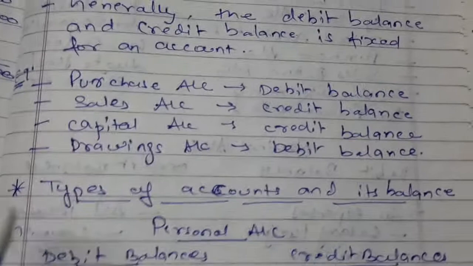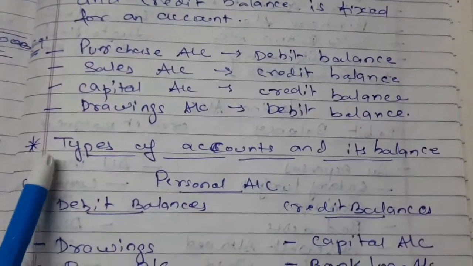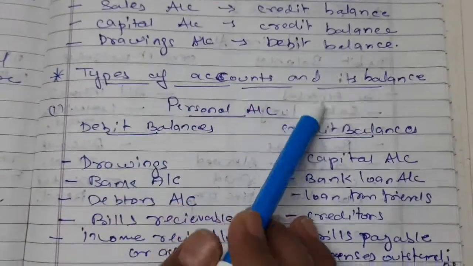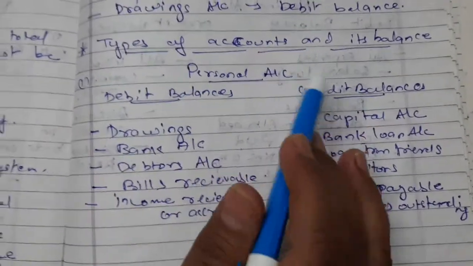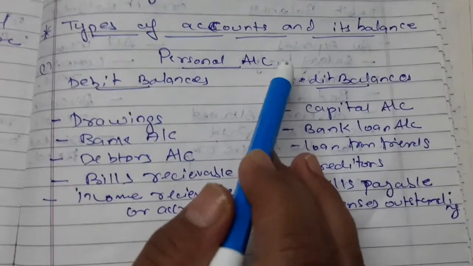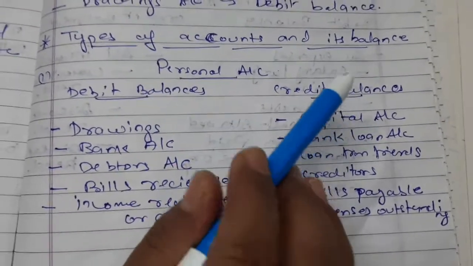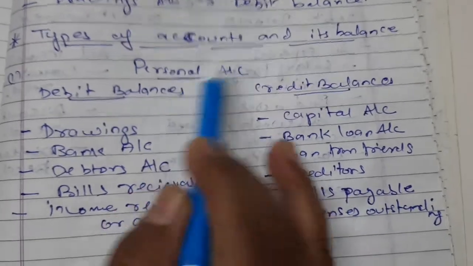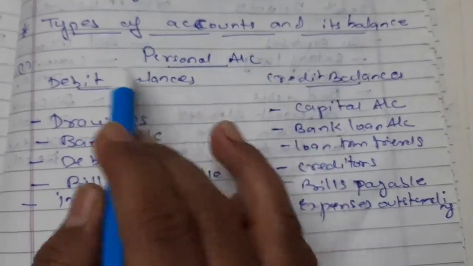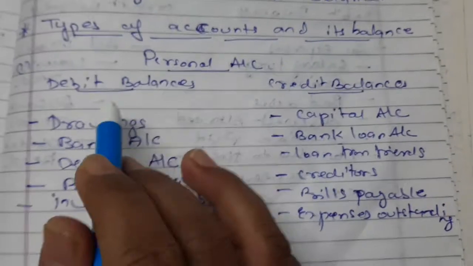Now we will learn which balance will be there in various types of accounts. So we will learn types of accounts and their balances. We will go back to the previous chapter where we learned the types of accounts, and we will bifurcate on the basis of that. First we will take personal account. Now in personal account, which accounts will have debit balance?